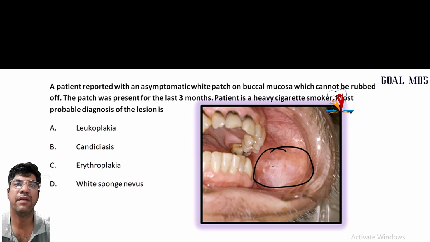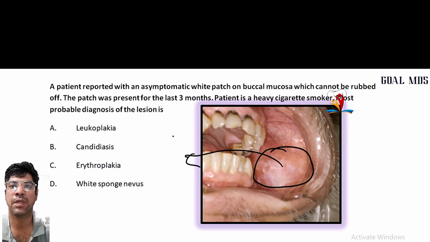A patient reported with an asymptomatic white patch on the buccal mucosa that cannot be rubbed off. So this white patch, you can clearly see, is seen in leukoplakia. The most probable diagnosis for a heavy cigarette smoker with an asymptomatic white patch on the buccal mucosa that cannot be rubbed off and has been present for the last 3 months is leukoplakia.